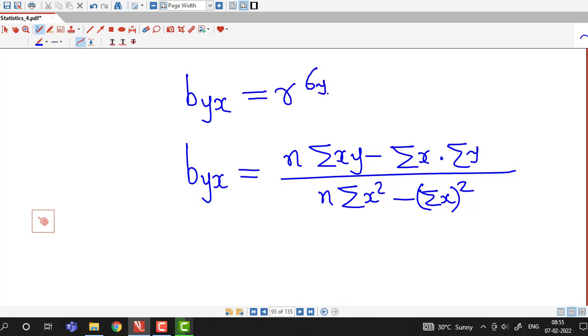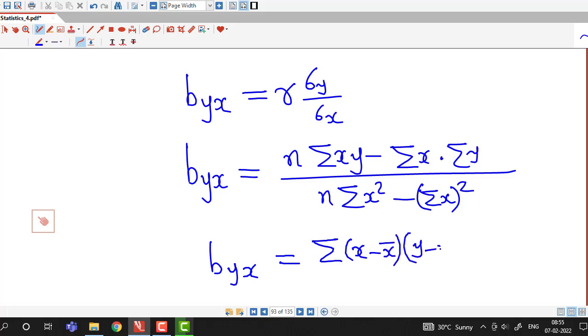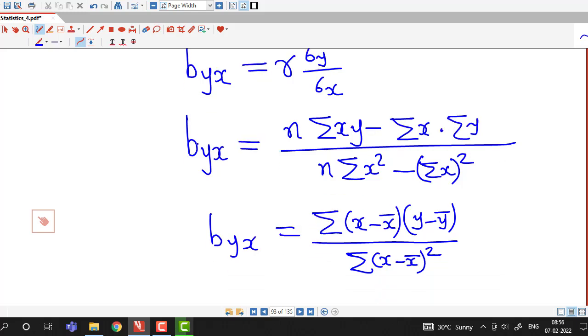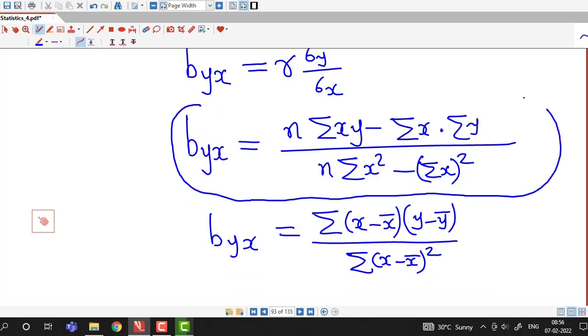It is given by r times sigma y by sigma x. Also it is given by sigma x minus x bar times y minus y bar divided by sigma x minus x bar whole square. We can use any of these formulas. In this lecture we are going to use this formula, but with some modification.